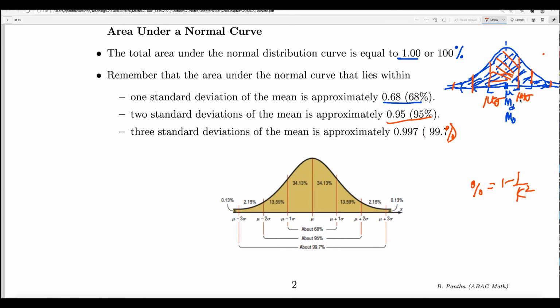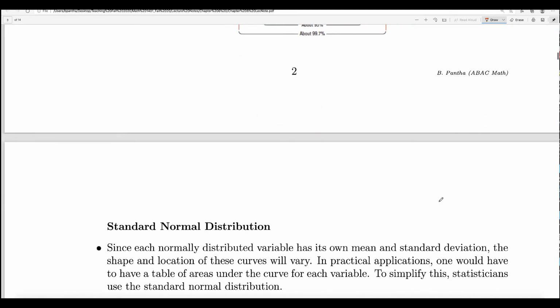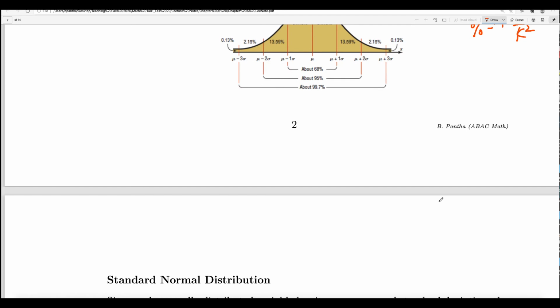Okay, so it is mu plus sigma, mu minus sigma, and mu plus 2 sigma, mu minus 2 sigma, and mu plus 3 sigma, mu minus 3 sigma, meaning within 3 standard deviations from the mean, almost 100% of the area lies. This is the fact about the normal distribution.